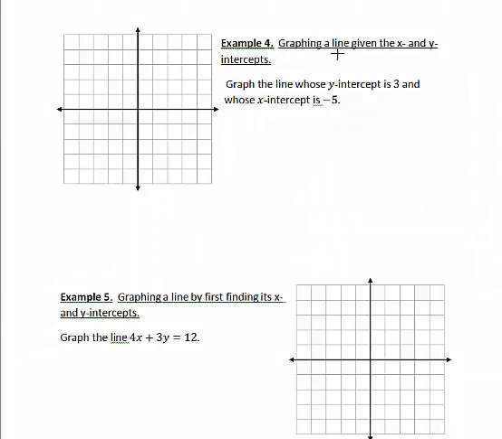Example 4, graphing a line given the x and y intercepts. So we don't have an equation for this line, but we know the y-intercept is 3 and the x-intercept is -5. So on the y-axis, we start at the origin. On the y-axis, we go up 1, 2, 3. On the x-axis for the x-intercept, we start at the origin and we go left for negative numbers 1, 2, 3, 4, 5.